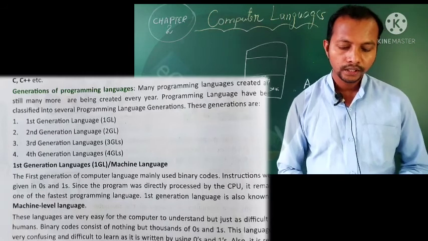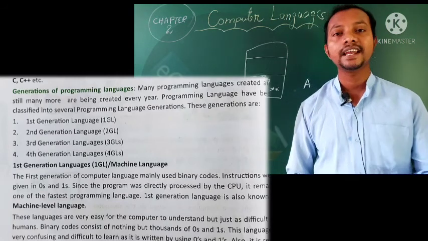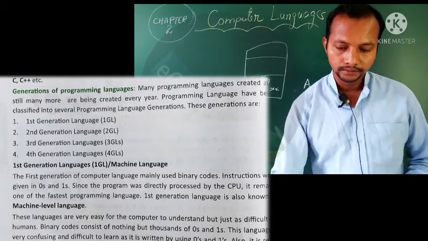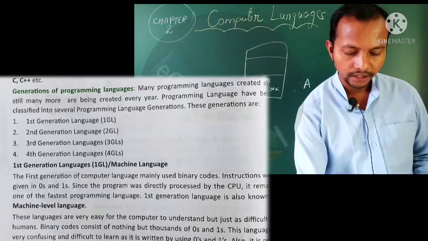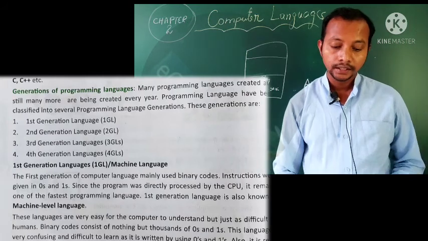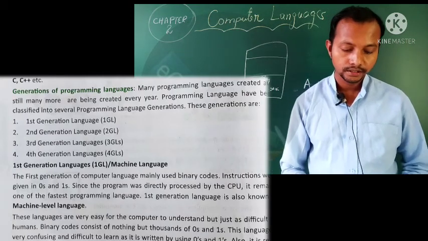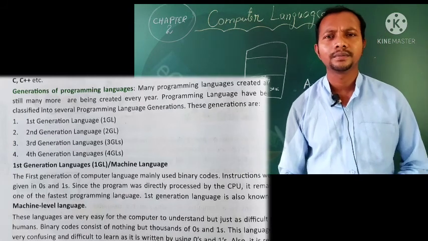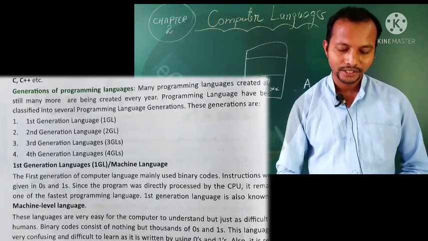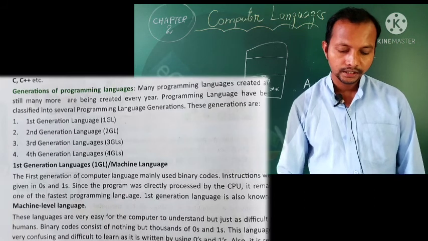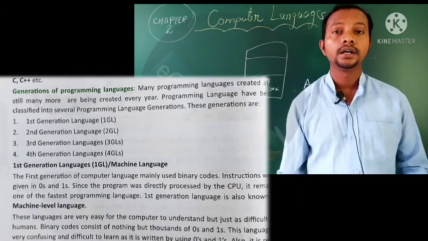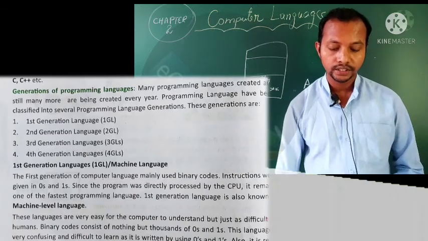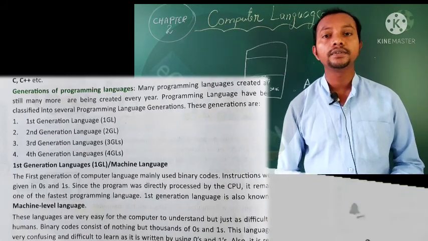Moreover, first generation language is also known as machine level language, because the language was at the machine level, according to the machine's understanding. These languages were very easy for the computer to understand, but difficult for human beings. Because they were binary codes consisting only of zeros and ones, people would surely get confused. The language was very confusing and not easy for people to learn.